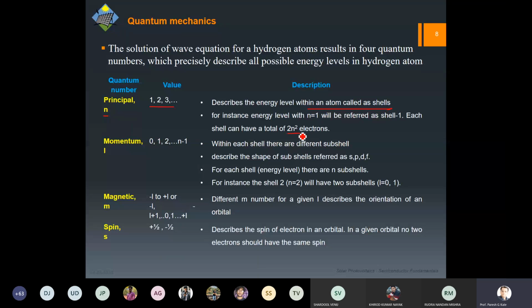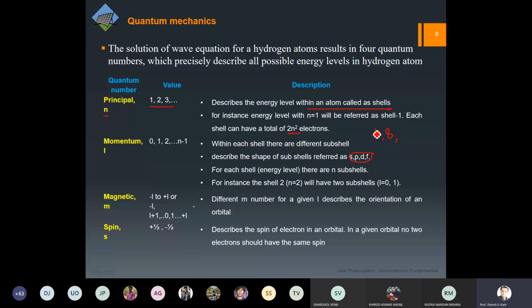So it will have 2n² electrons. So it will have 2, then 8, and then so on. And then next is the momentum, because every electron is moving. This second number partly tells about the different momentums which are available. So there will be some different subshells, and these subshells are called SPDF.